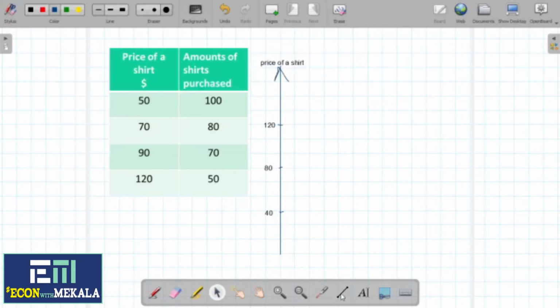Next, I'm going to construct my x-axis, my quantity axis. If I look at my values, 100, 80, 70 and 50. Similar to my y-axis, again I can scale this 40 units by 40 units: 40, 80, 120.